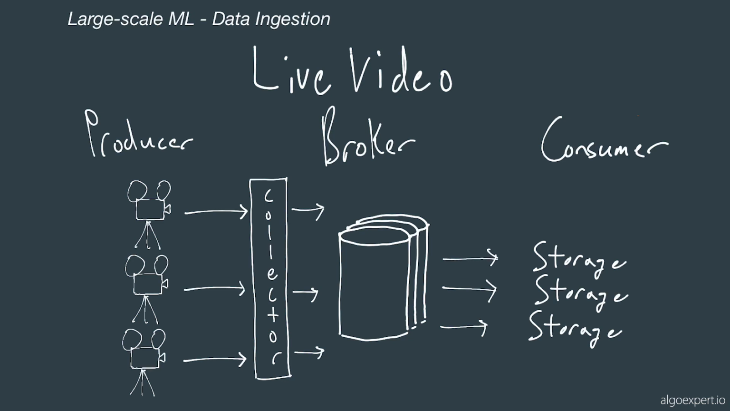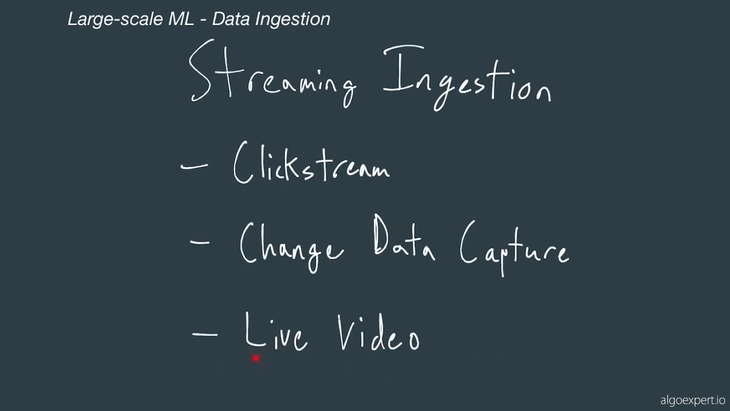but it would effectively just ship these frames over to the broker such that they could then be consumed and stored. So that would be how live video gets ingested, such that we could use live video for some maybe computer vision algorithm that we would later feed into a convolutional neural network.